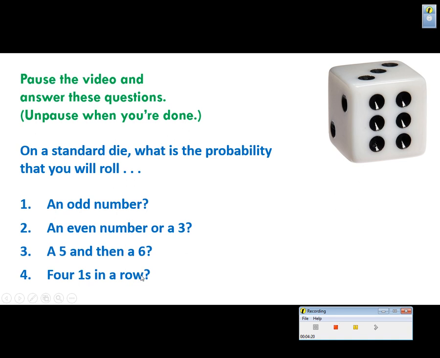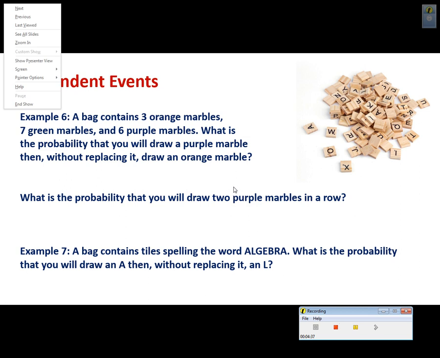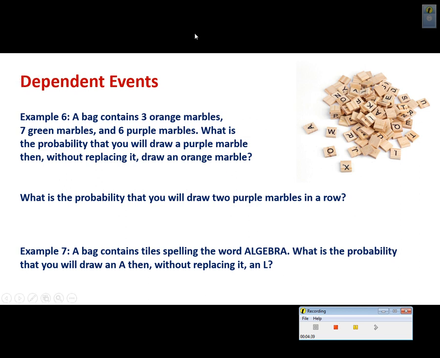Okay, hopefully you have answers for those 4. If not, you can go back and finish those. But let's go ahead and move on to what are called dependent events. Okay, a dependent event, that's where the probability of one event affects the probability of the next event.